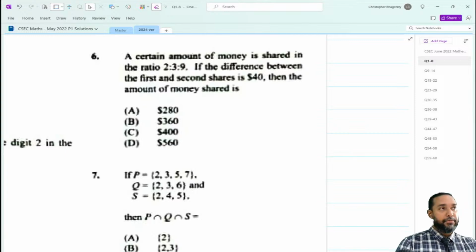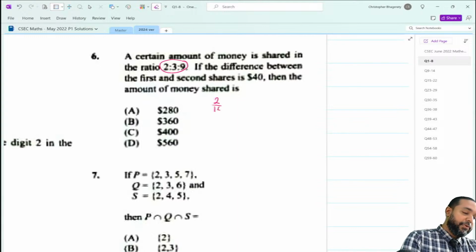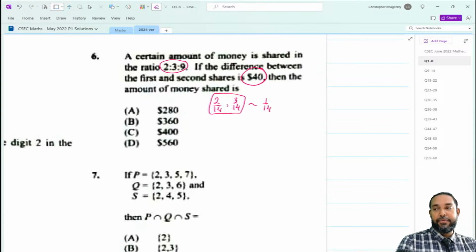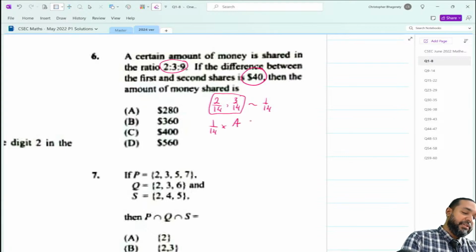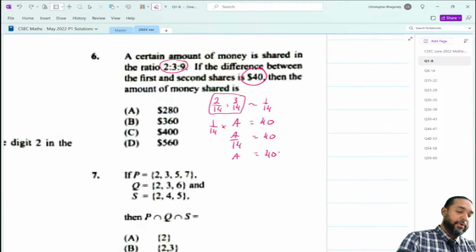What do we do when we have ratios? Do we do the numbers here? We add them together. 2 plus 3 is 5, and 5 and 9 is 14. So you have 2 14ths, 3 14ths, etc., right? Now the difference between 2 14ths and 3 14ths is 1 14th, not so? And what they're saying is that that difference is actually equivalent to $40. So what we are saying here is 1 14th of the amount is equal to $40, right? So that's A divided by 14 is 40. So guess how we're going to find A? How do we get rid of something we're dividing by? We multiply. And 40 by 14 will give us 560.